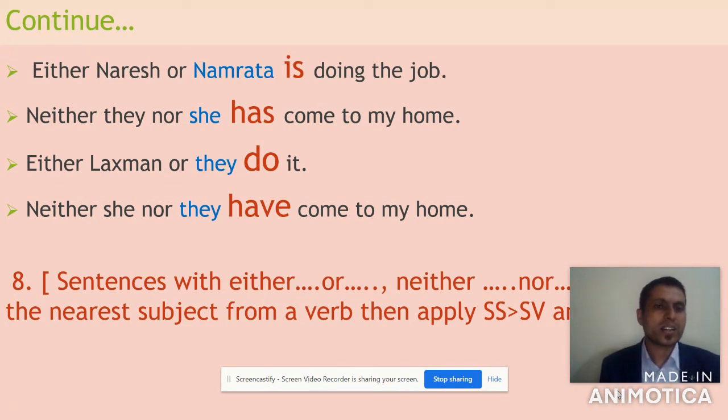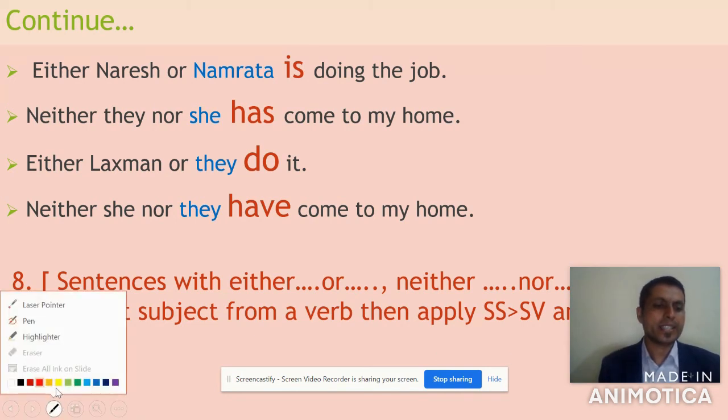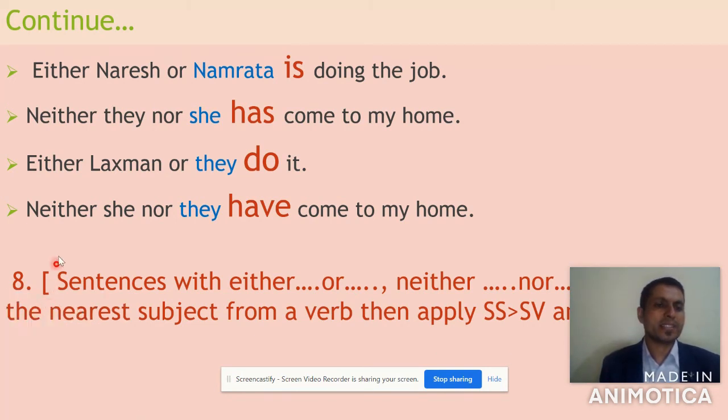Neither they nor she has come to my home. Either Lakshman or they do it. Then what is given here? Neither she nor they have come to my home. So now study, as I told you before, structurally. In that situation, either or, neither nor, what do you see here?